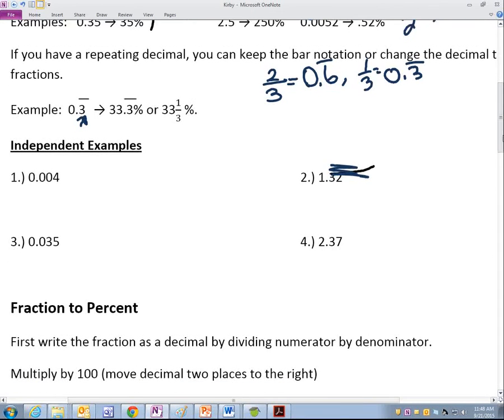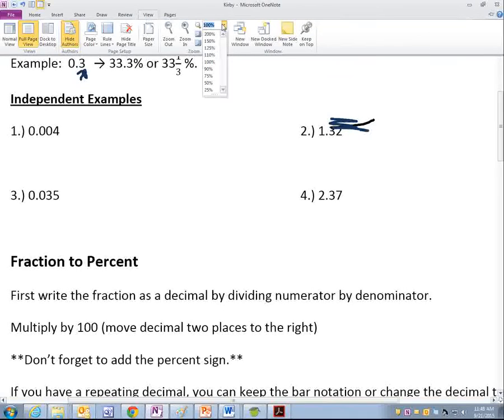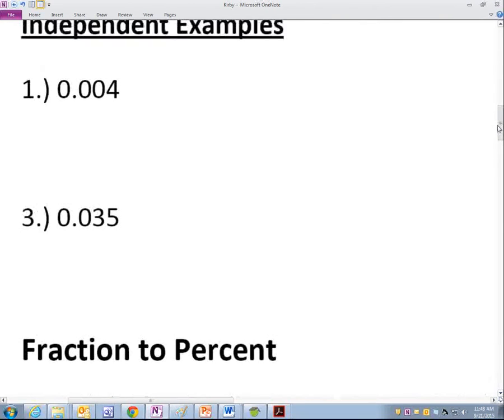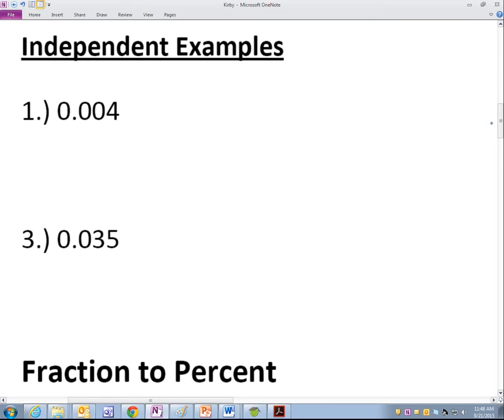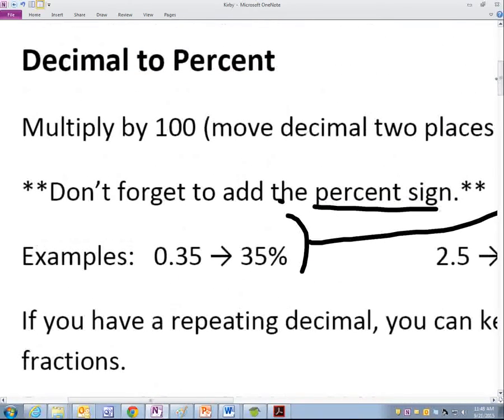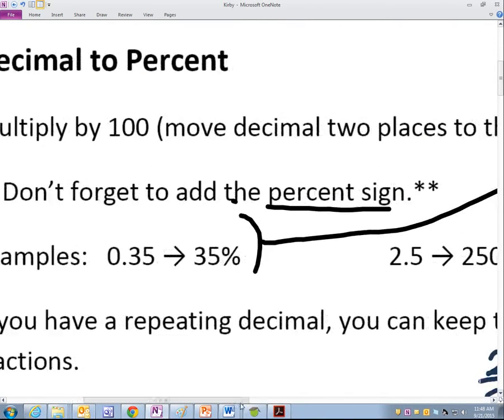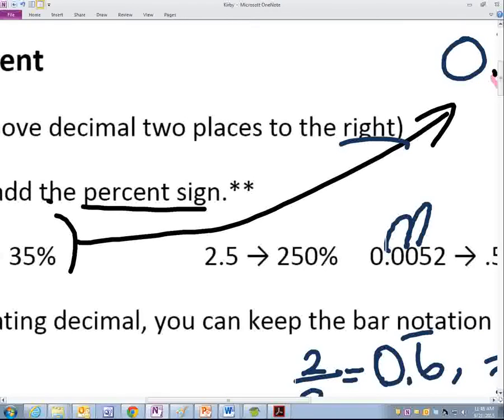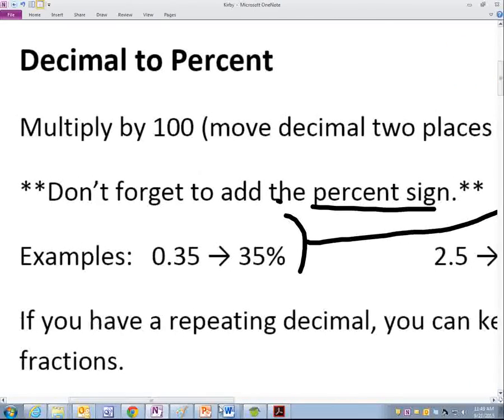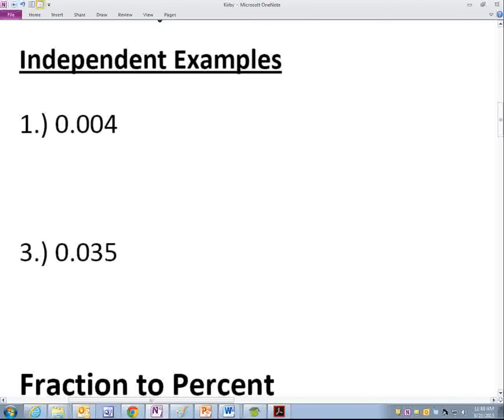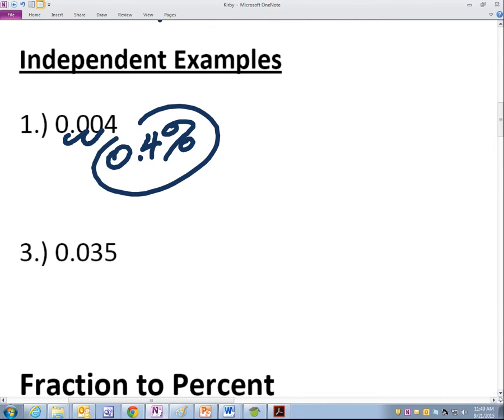So independent examples, we're going to do this together. I'm going to zoom in and get real close. We have to move the decimal. Is it to the left or to the right to go from a decimal to a percent? Move it to the right, exactly. And if you needed to verify that, you look up at your notes and see, oh, move it 2 places to the right. So I go 1, 2. Now I have 0.4%. Circle that.